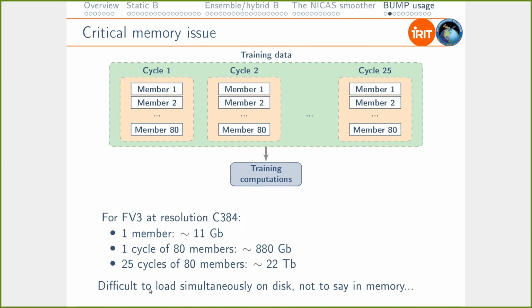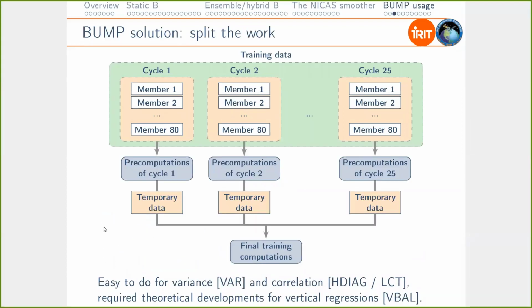So it's pretty difficult to load simultaneously all this data on disk, and getting them in memory is not possible at all. So the solution that I have in BUMP is to split the work and do some pre-computations for every cycle and store temporary data that are not small, but a lot smaller than a whole ensemble, and do a final training step just using all this temporary data, but not loading the members.